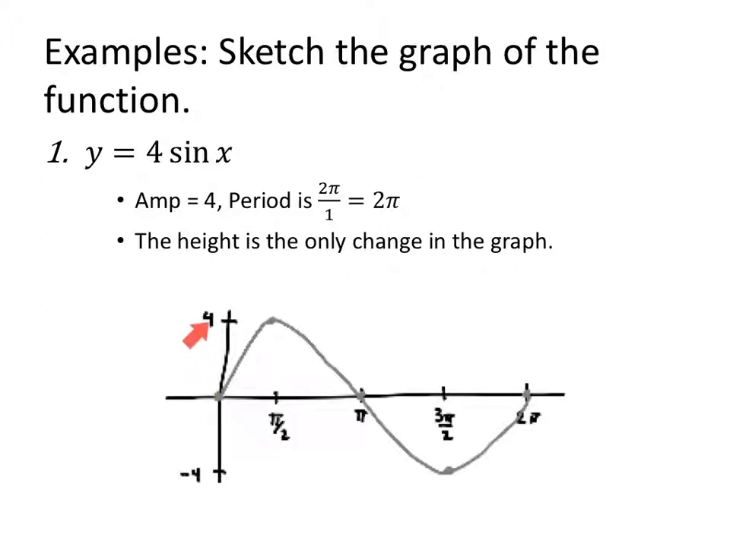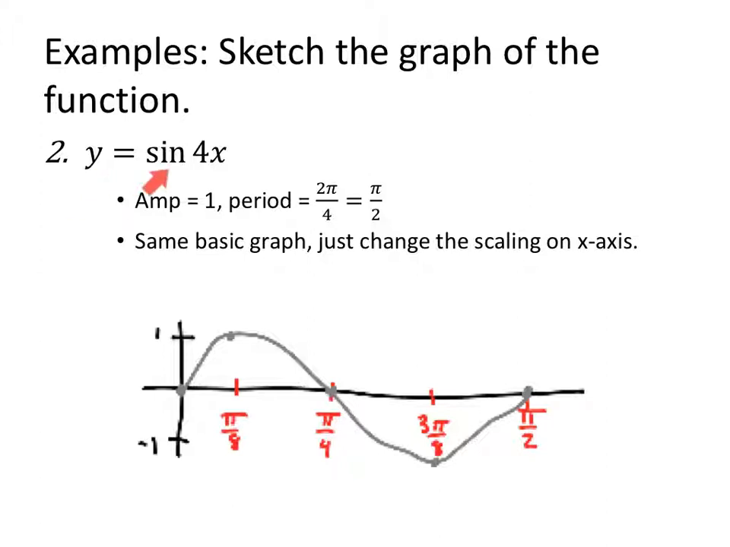Only difference is now I label this height 4 and this depth at negative 4. I could easily change that to an 8. The only thing I would change is make that an 8, make that a negative 8. Otherwise, it still looks like the graph of sine. Haven't shifted left or right, haven't shifted up or down. There we go.